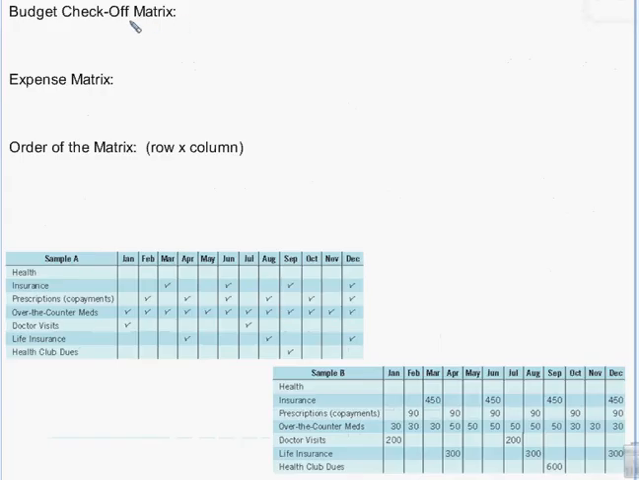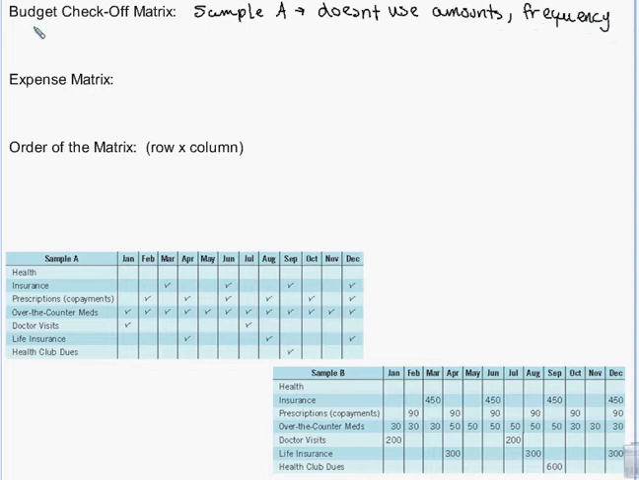The budget checkoff matrix is like sample A. It doesn't use exact amounts. What it does is it's a frequency budget. So you have a check mark for how often you have to pay for things. So for example, here in insurance, I'm paying for insurance 1, 2, 3, 4 times a year. Frequency, how often it's happening. And this is all under the health category.